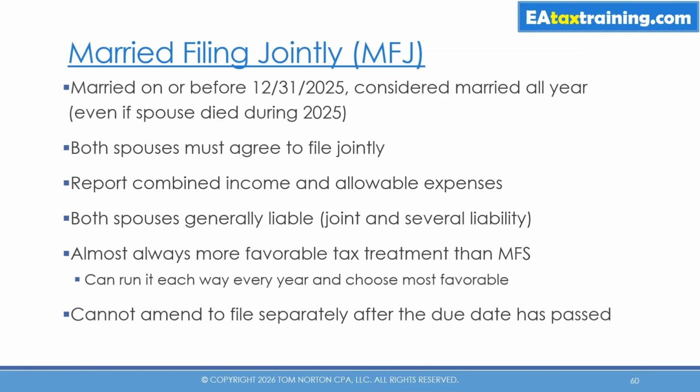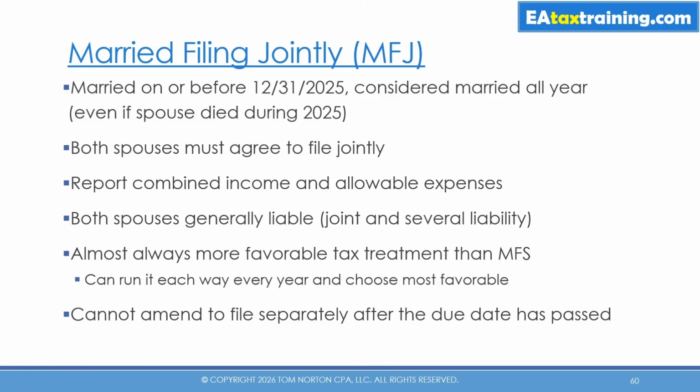It is called joint and several liability. Both spouses are liable for the whole amount due. It's not like one spouse is liable for half and the other spouse is liable for the other half. Both spouses are liable for 100% of the amount due.